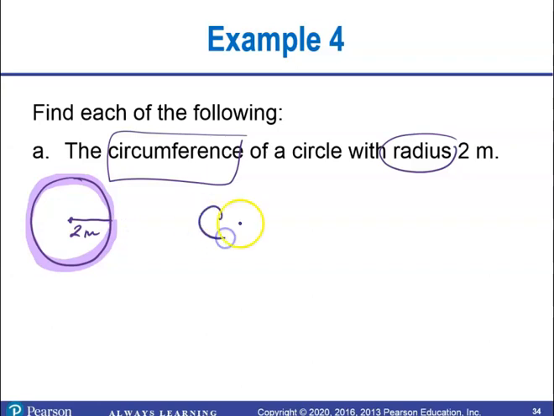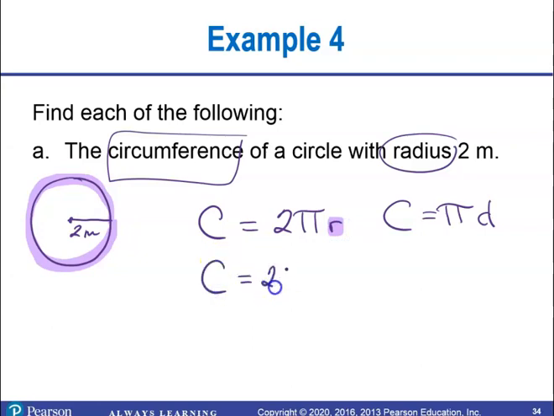So circumference, we have two formulas. One of them is 2 pi r, and the other one is pi d, okay? Now, they calculate the same thing. Again, it's the given information, and we have a radius value. So I'm going to use this one. C is equal to 2 pi. My radius is 2 meters. I made this way harder than it really needs to be, right? It's easy. 2 times 2 is going to be 4 pi meters.